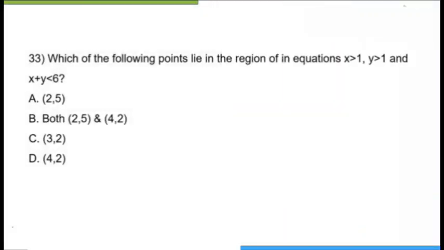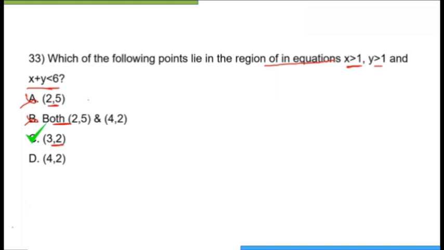The question is easy. The answer is C, as you already gave. Which of the following points lie in the region of the equation where x is greater than 1, y is greater than 1, and x plus y is less than 6? If you take 2 comma 5, the sum is greater than 7, so it's not your answer. Also, 2 comma 5 is not there in the options.